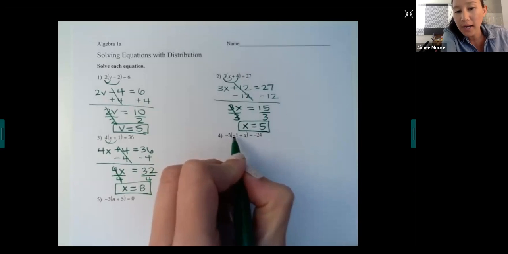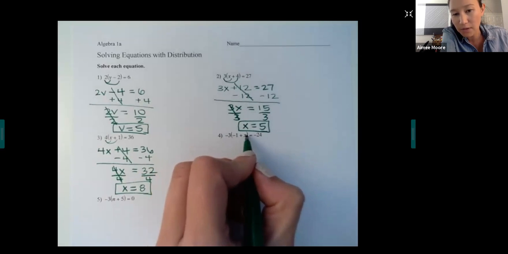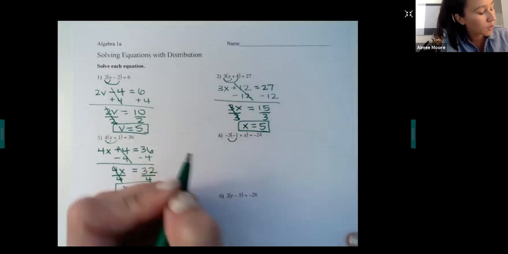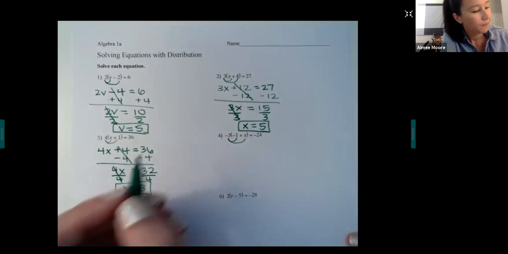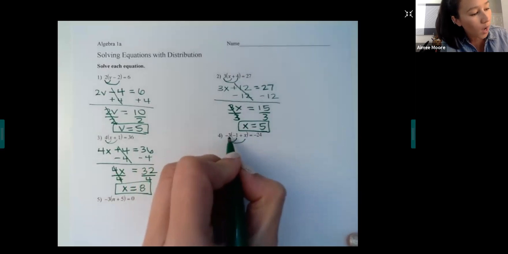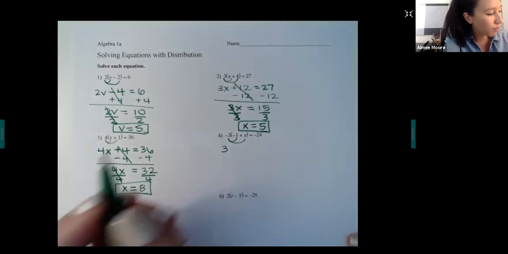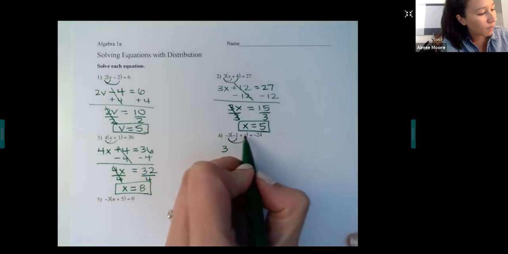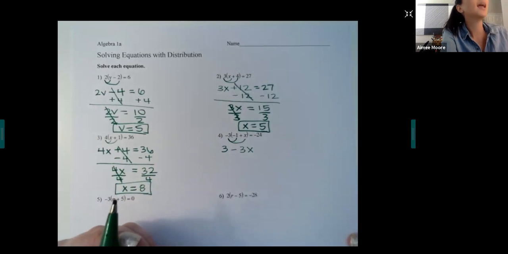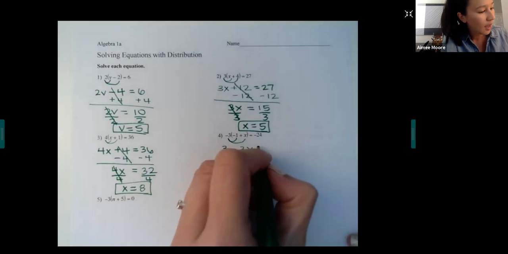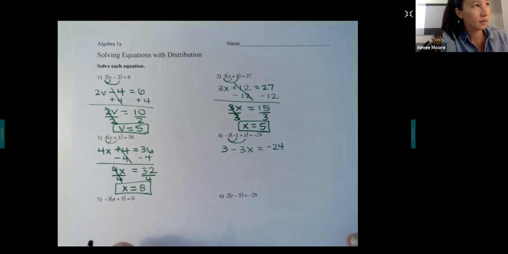And number 4, it looks a little bit different, but it's still exactly the same. Even though the -1 comes first and then the x, it's still exactly the same. So you still just distribute the -3 to everything in parentheses. So -3 times -1, those are both negatives, so when we multiply 2 negatives, it becomes a +3. And then we're multiplying -3 times +x, which is negative 3x. And that equals negative 24.